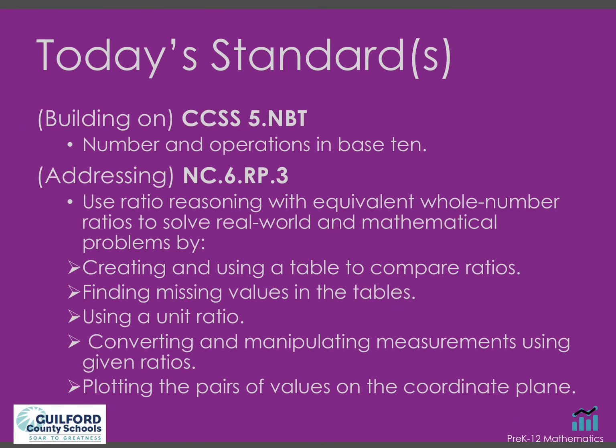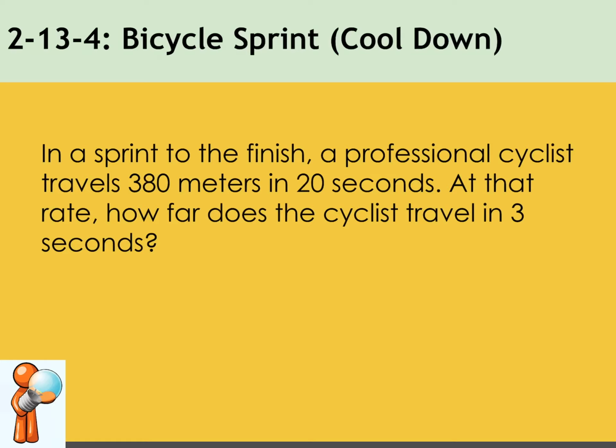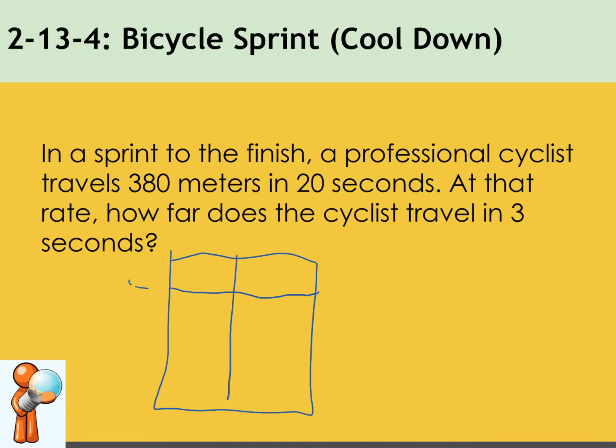So for our cool down, what I want you to do is use a sheet of paper and use our strategies of either a table or a double number line. Try the table. I think the table might make things a little easier. Draw your table out. What is the first thing we do with a table? Hit pause and I want you to solve this. First thing, you label it. Distance over time. Always label distance over time.